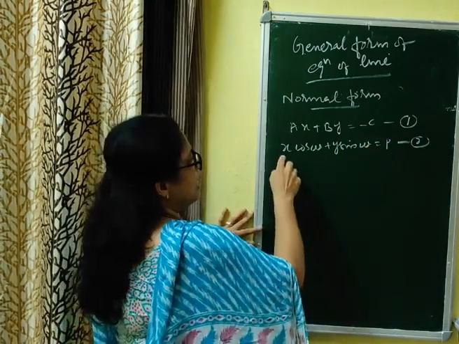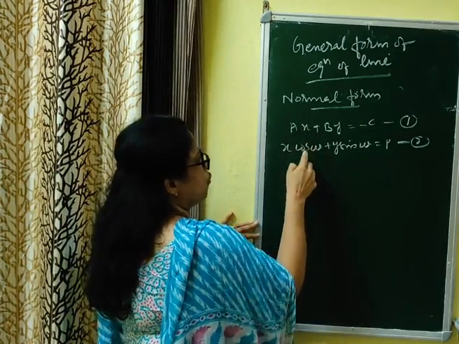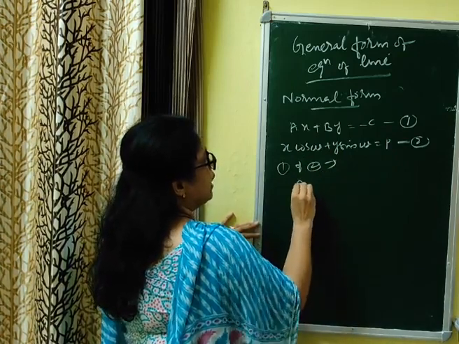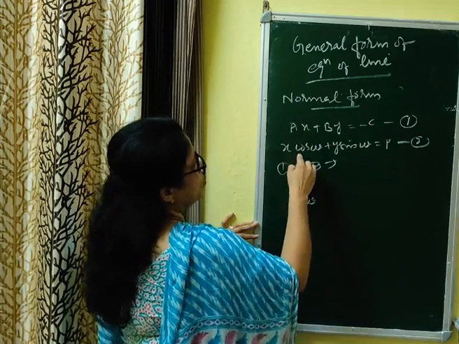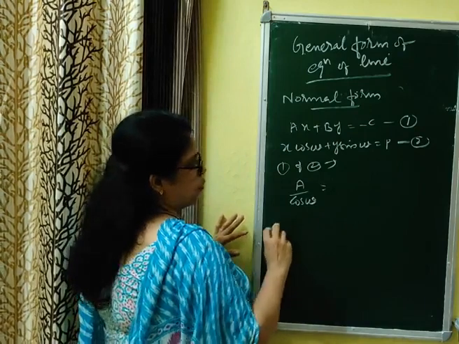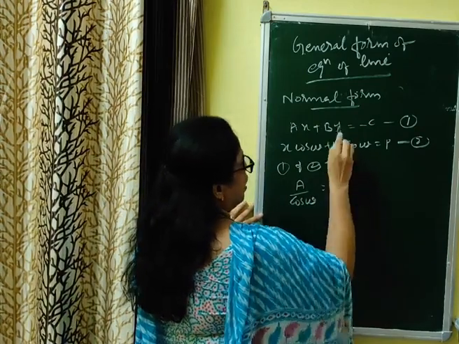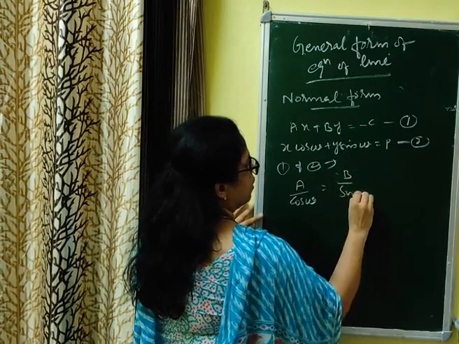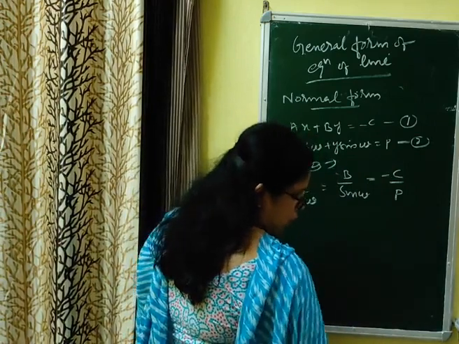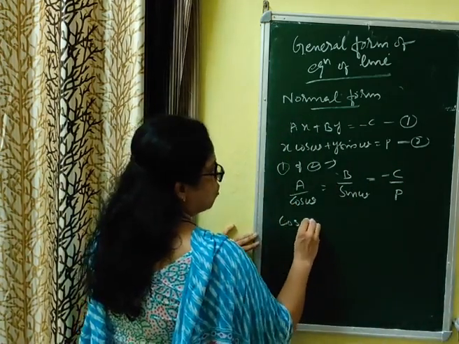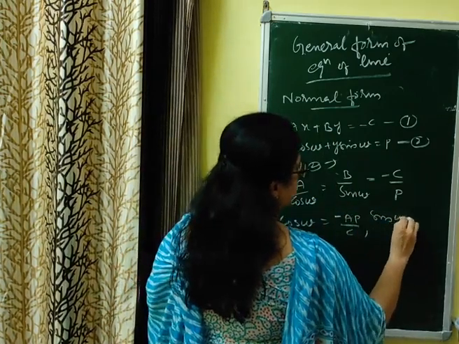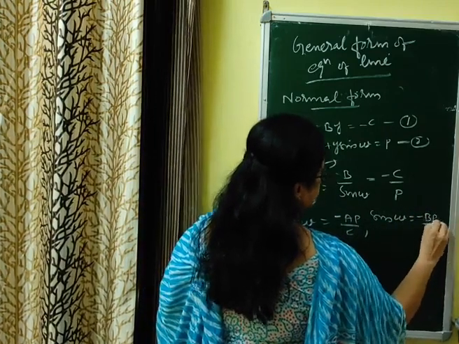Using 1 and 2 by eliminating x and y, if you compare the coefficient of x, coefficient of y, and the constant, you will get: 1 and 2 gives a by cos omega, by taking coefficient of x. This is the property of equations with comparing coefficients. Again, comparing coefficient of y, b by sin omega is equal to minus c by p. Now, how can we find the values? From this, cos omega is equal to minus ap by c, and sin omega is equal to minus bp by c. These are the two values.